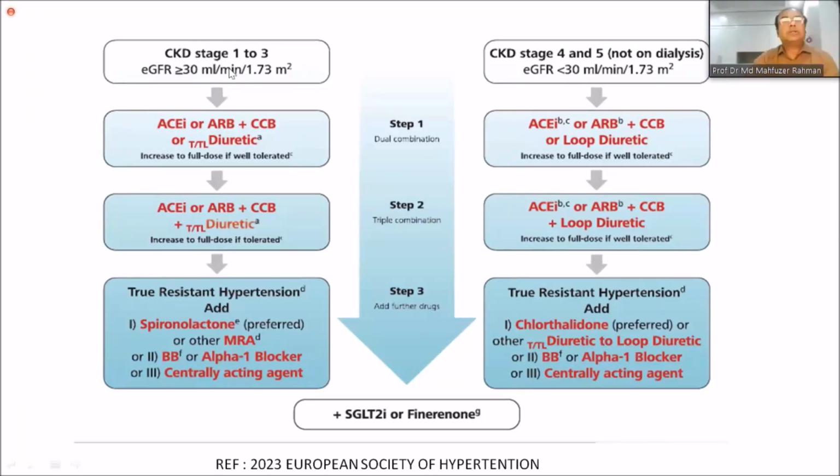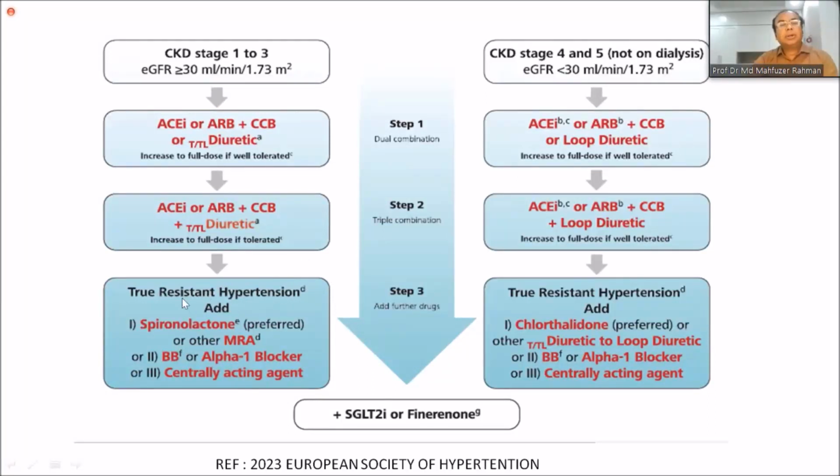Chronic kidney disease patient, stage 1 to 3: ACE inhibitor or ARB plus calcium channel blocker or diuretic. Increase to full dose if the patient tolerates it well. In step 1, that is the dual combination. If you fail to reach our goal, the dose should be increased and another drug should be added, that is the triple combination.